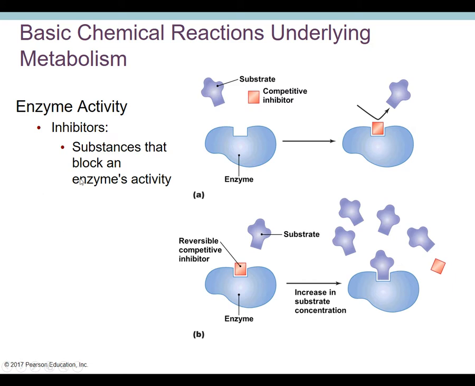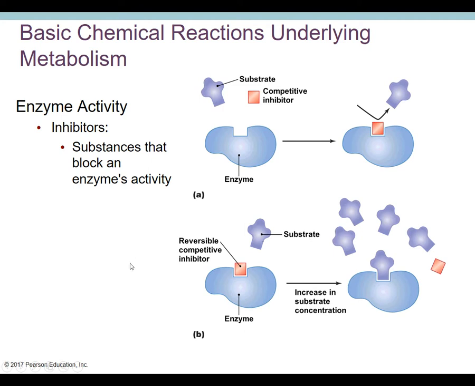Now, inhibitors will attach to the active site, or they can attach to somewhere other than the active site. In this picture, we have what we call a competitive inhibitor. If it's competitive, it will actually bind to the active site, and what you can see here is that causes the real substrate not to be able to bind. There are also inhibitors that can bind somewhere else on the enzyme, and then it causes a change in the shape of the active site, but the outcome is still the same. The substrate can no longer bind there.